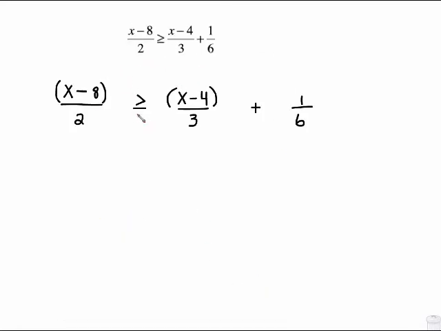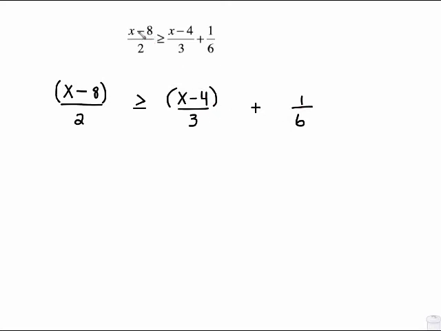With a fraction, I've gone ahead and separated this out just to make it easier to see. We know when you've got fractions in the equation, we want to get rid of the fractions by multiplying by the common denominator. The least common denominator for 2, 3, and 6 is 6. So all I did here was spread this out.